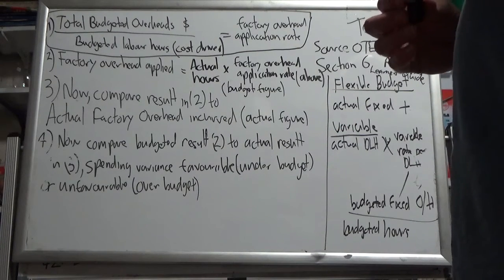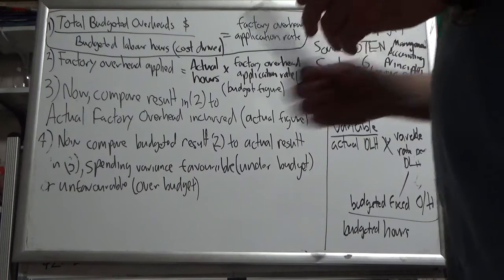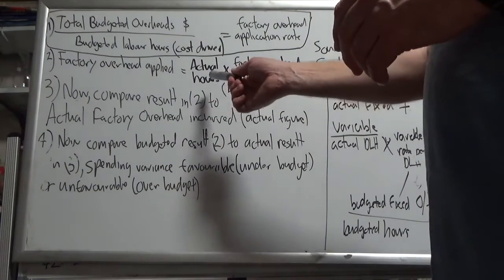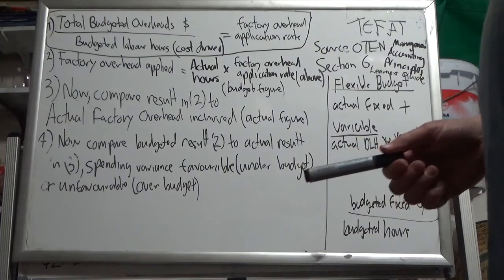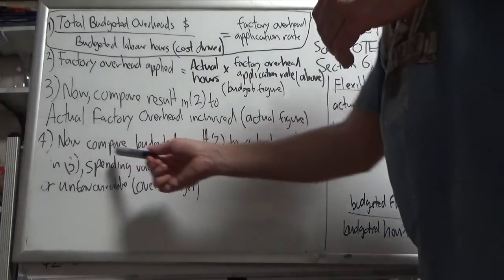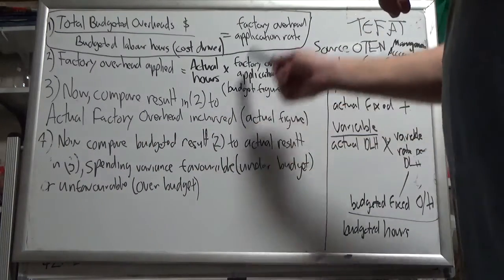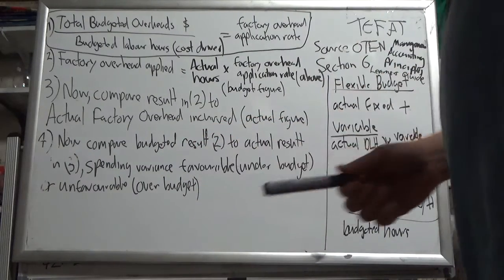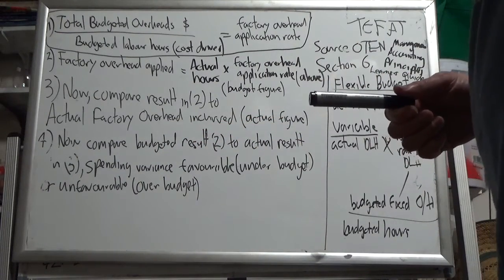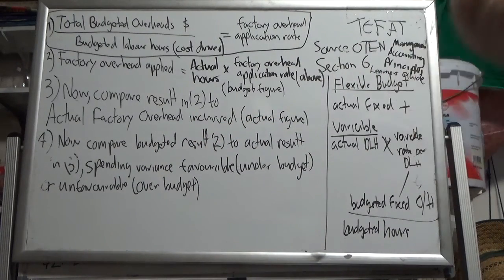Okay, so compare the resulting figure to the actual factory overhead incurred, the actual figure. And step 4, now you compare the budgeted results in step 2 to the actual results to get either a spending variance, favourable (under budget) or unfavourable. So I'll just take a look at these notes.